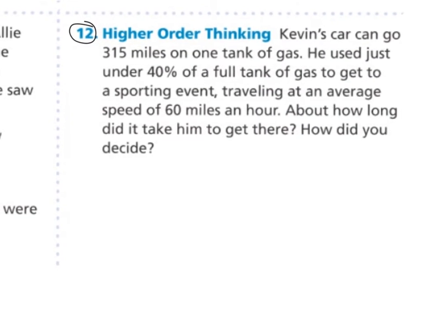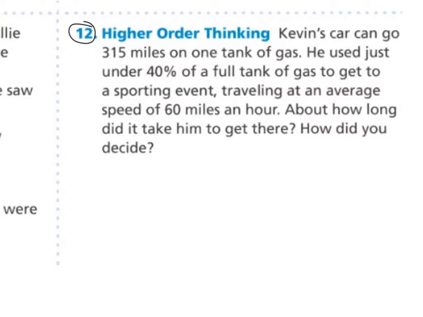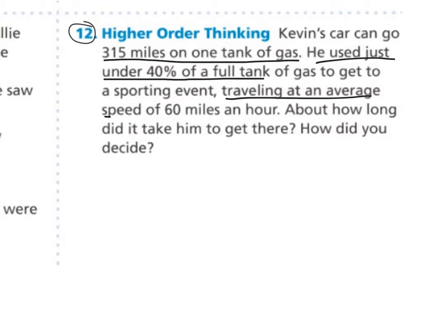Number 12, Kevin's car can go 315 miles on 1 tank of gas. He used just under 40% of a full tank of gas to get to a sporting event, traveling an average speed of 60 miles an hour. About how long did it take him to get there, and how did you decide?